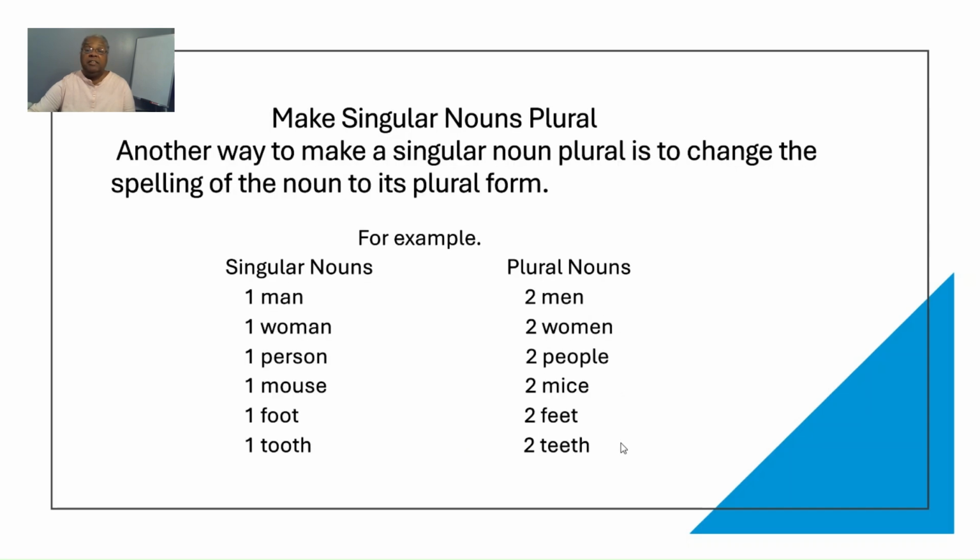Another way to make a singular noun plural is to change the spelling of the noun to its plural form. For example, one man becomes two men. One woman becomes two women. One person becomes two people. One mouse becomes two mice. One foot becomes two feet. One tooth becomes two teeth.